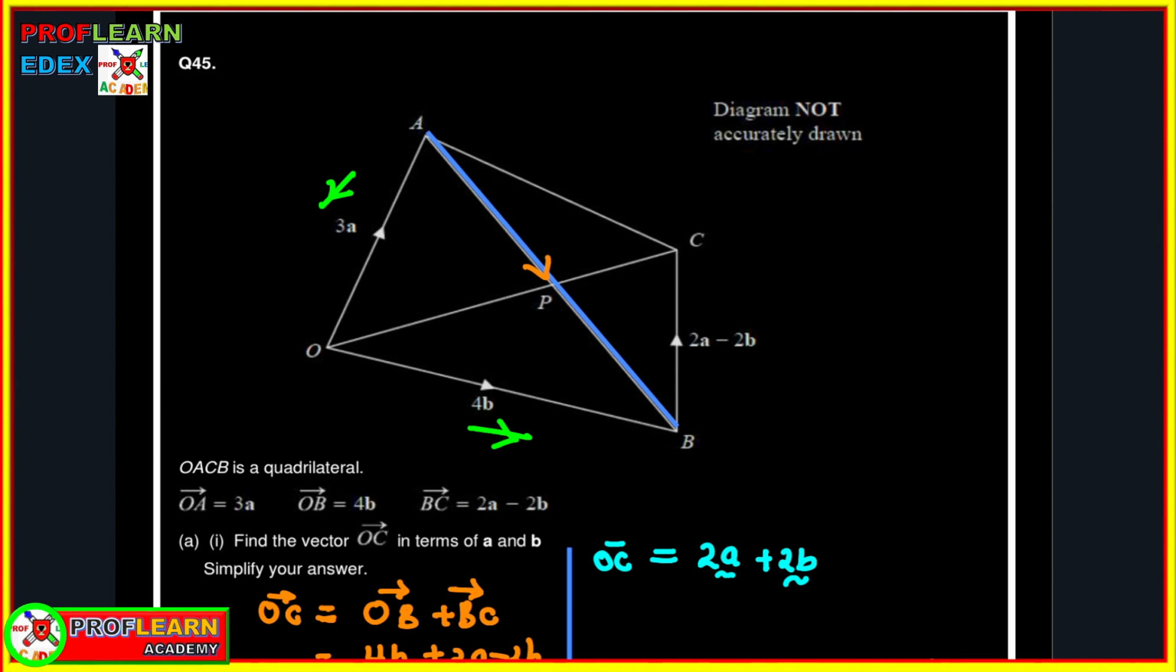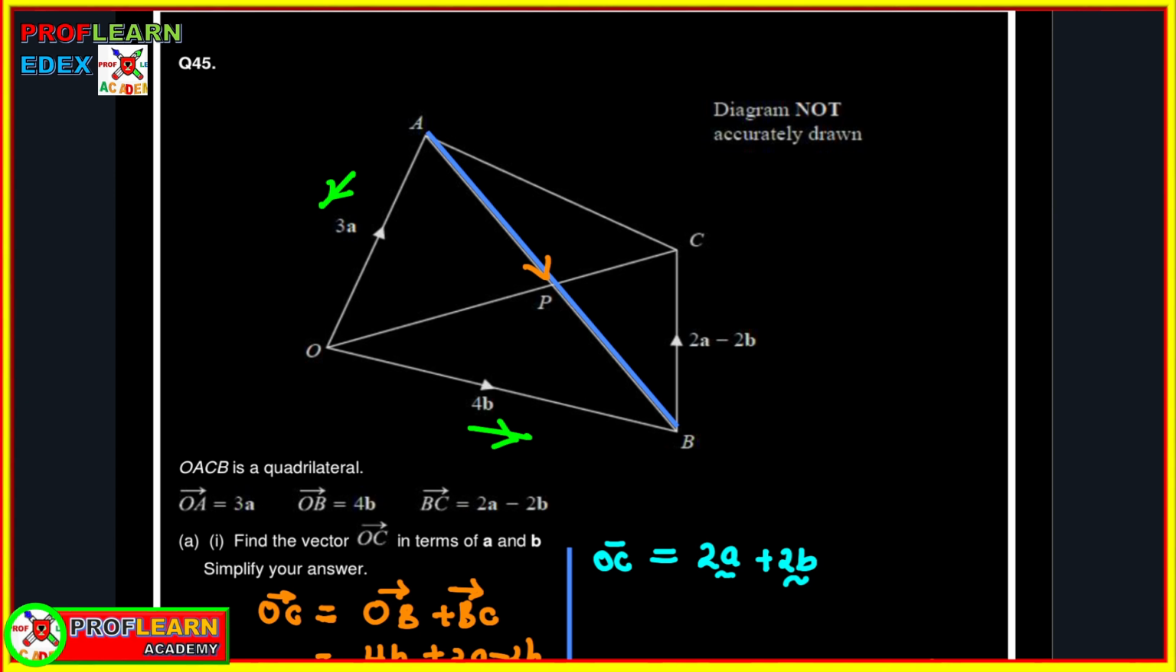In question 45, we're given that OACB is a quadrilateral whereby OA equals vector 3A, OB equals vector 4B, and BC equals vector 2A minus 2B. We're supposed to find the vector OC in terms of A and B, and we're supposed to simplify our answer. So let me just take you through what we were supposed to do.